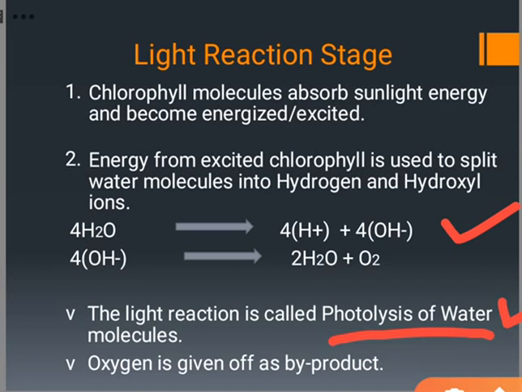And that splitting gives rise to oxygen, which is given off. So there are instances when you will be asked where the oxygen liberated during photosynthesis comes from. You should know that it comes from the splitting of water molecules. So in other words, we say oxygen is given off as a byproduct.